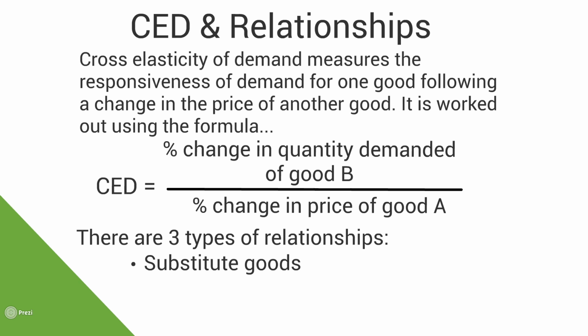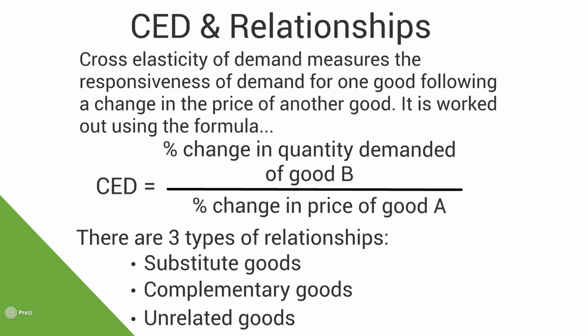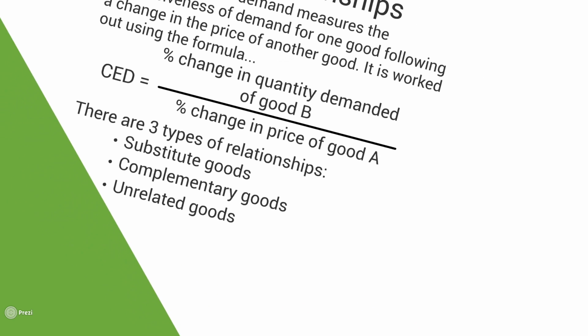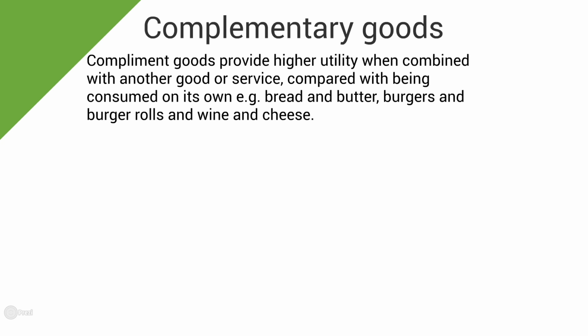Another type of relationship between goods is complementary goods. And the final type is unrelated goods. We'll be looking at complementary goods and unrelated goods in more detail later on in this video. Let's start by looking at complementary goods. Complementary goods provide high utility when combined with another good or service compared with being consumed on its own. An example would be bread and butter, burgers and burger rolls, and wine and cheese.